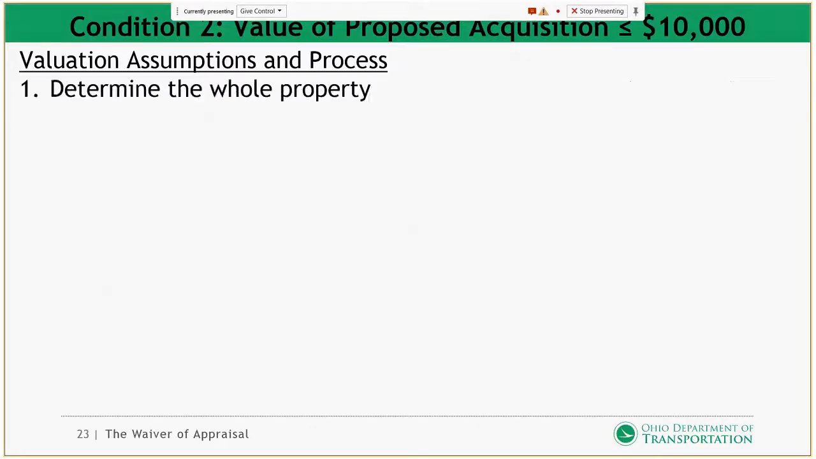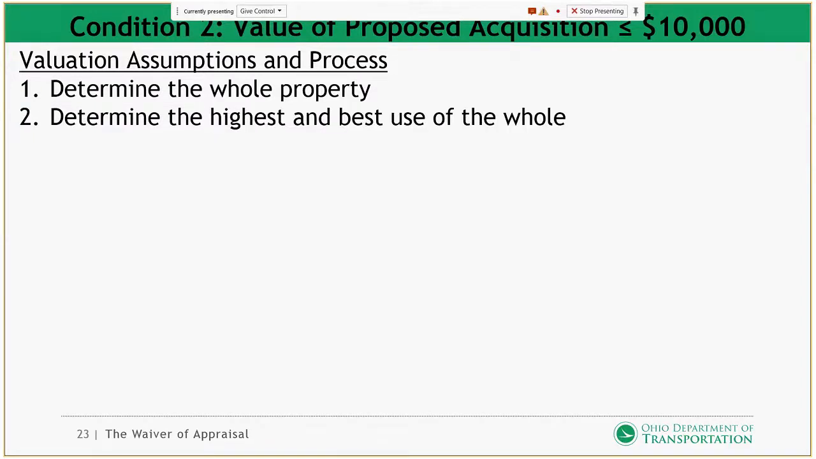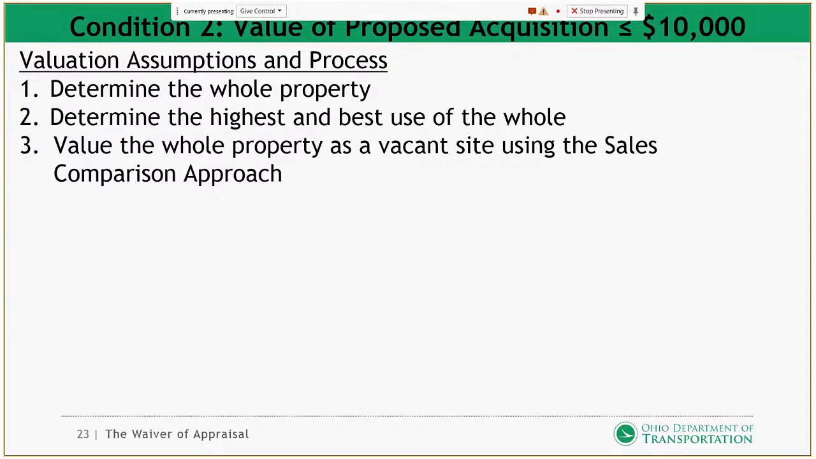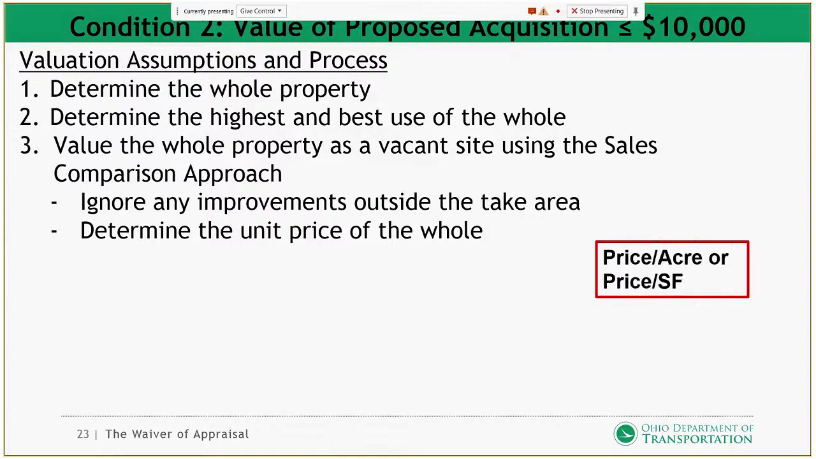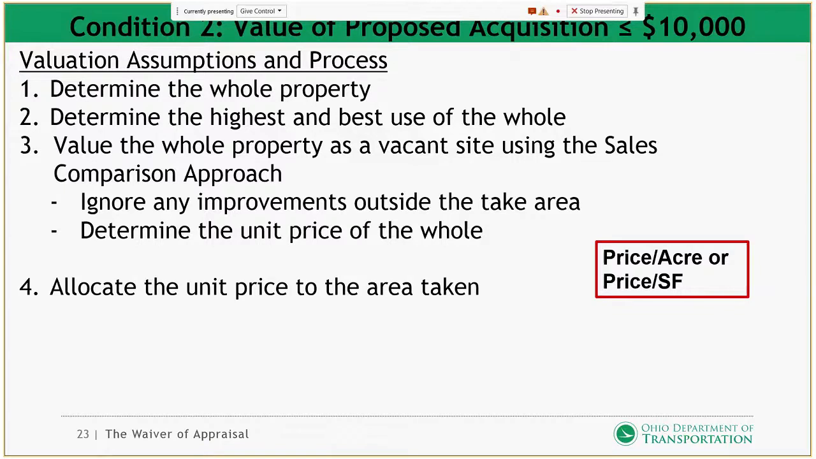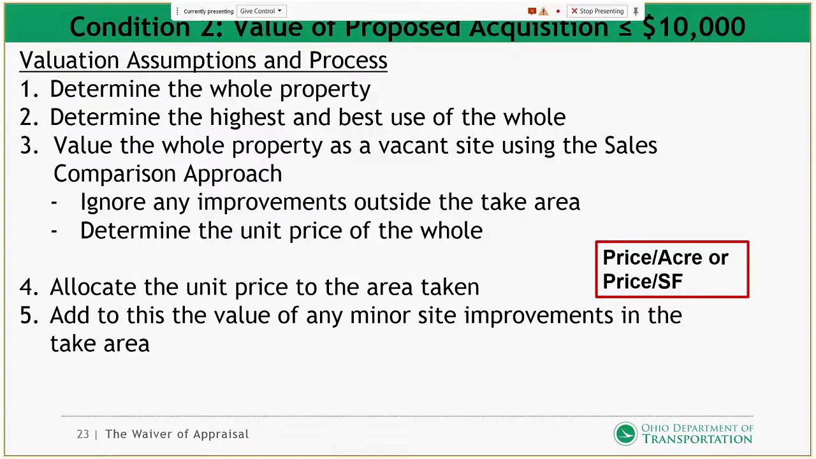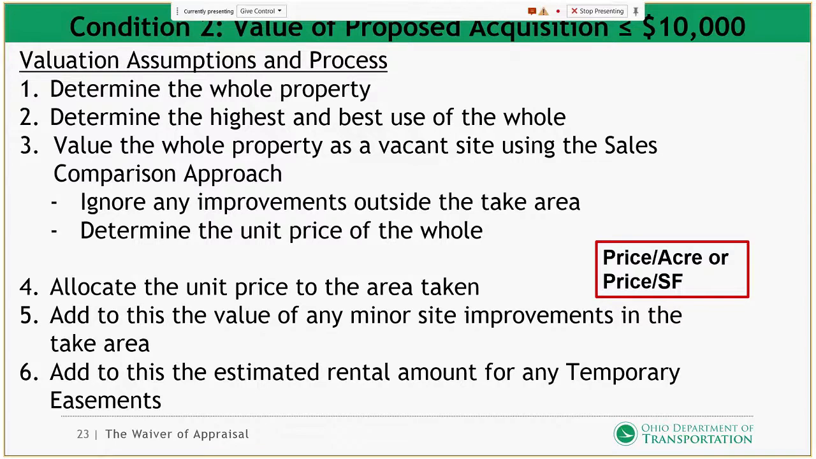Valuation assumptions and processes for the waiver. Determine the whole property. Determine the highest and best use of the whole. Value the whole as a vacant site using the sales comparison approach. Ignore any improvements that are outside the take area. Determine the unit price of the whole, which is generally going to be a price per acre or a price per square foot. Allocate that unit price to the area taken. Add to this the value of any minor site improvements in the take area. And then add to that the estimated rental amount for any temporary easements.